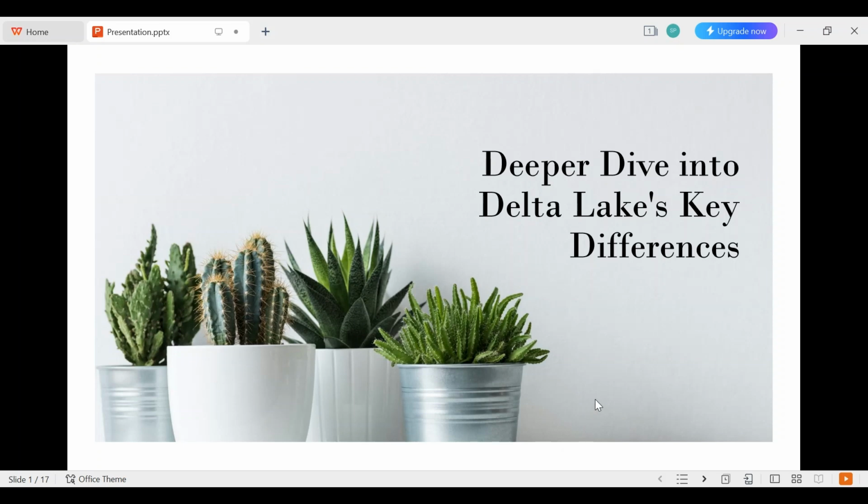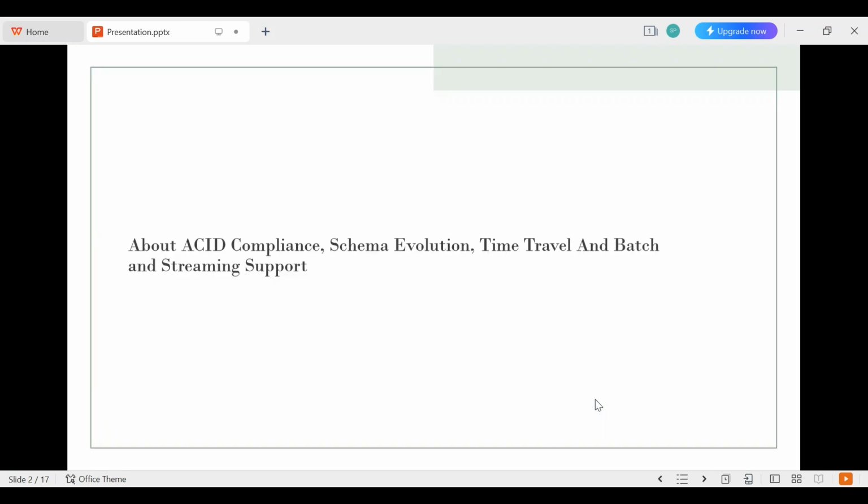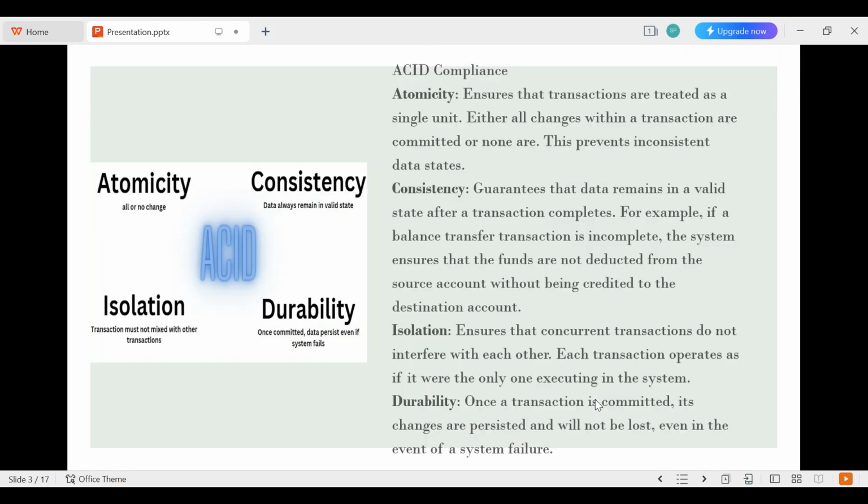So we'll discuss here where we left off in our last video, the Databricks Delta Lake interview. Let's go deeper into the Delta Lake properties. What properties does Delta Lake have? Let's understand the detail on this. We'll discuss ACID compliance, schema evolution, time travel, and batch and stream support.